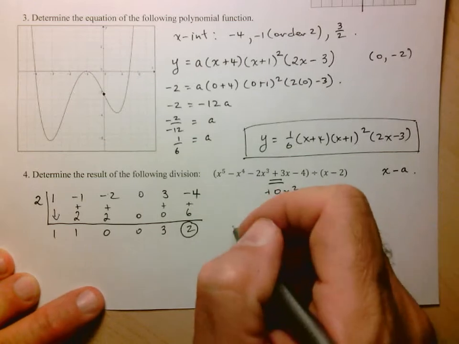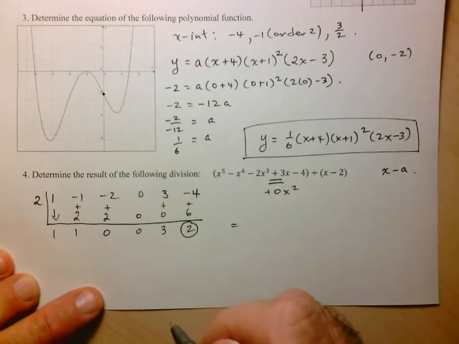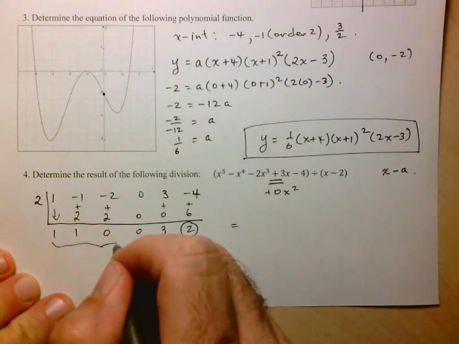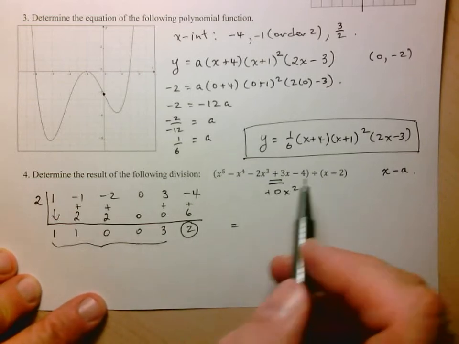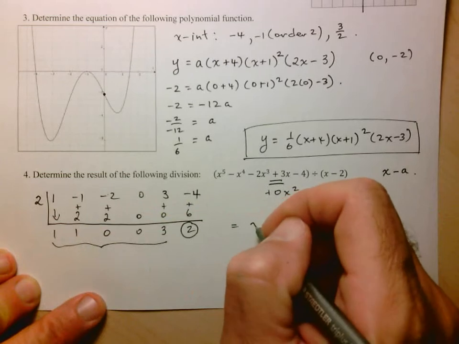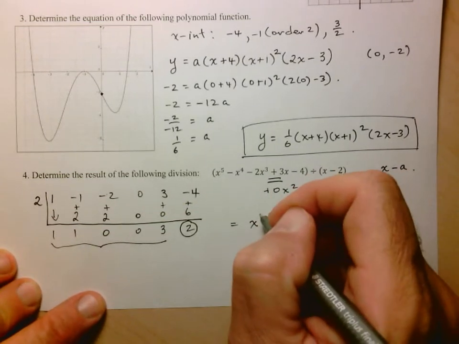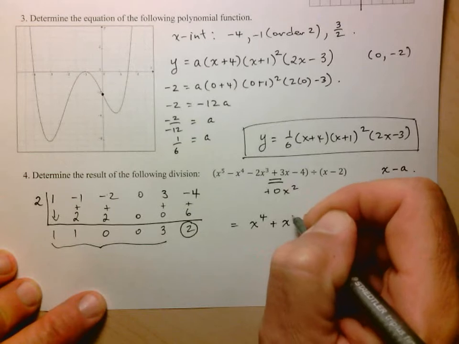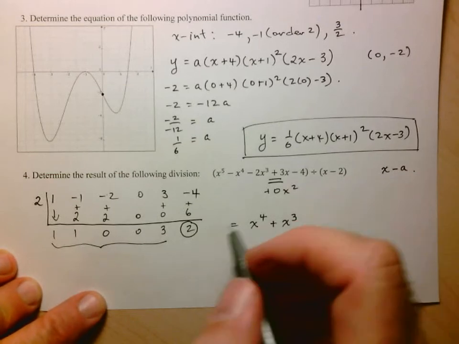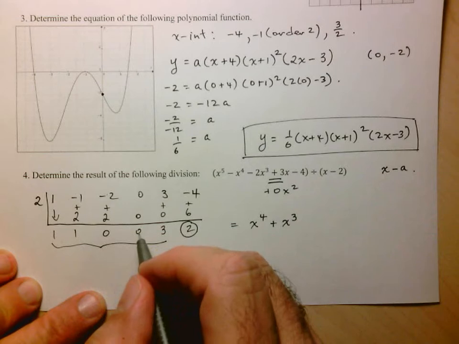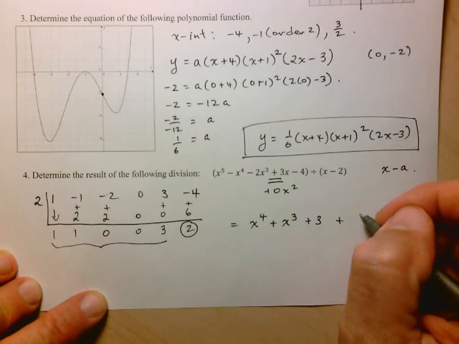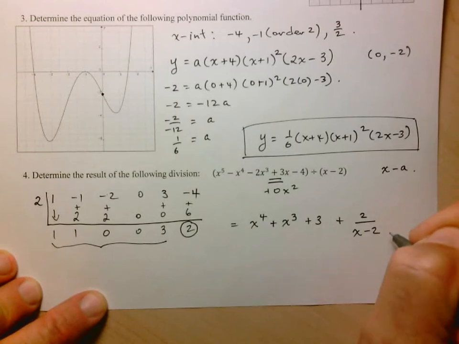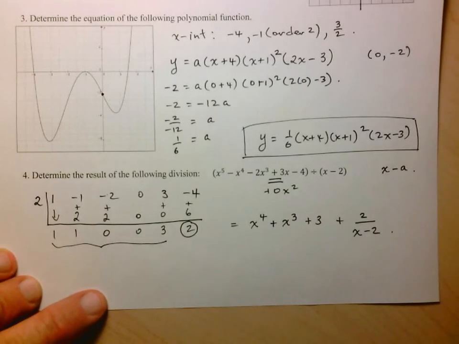Okay, so what does my division result in? It results in the quotient represented by these 5 numbers. So remember, quintic divided by linear is a quartic, so this means that this is x to the 4th plus x cubed plus 0x squared plus 0x plus 3. Okay, and then we have to add to that our remainder, 2 over x minus 2. Okay, and that is it for this quiz.